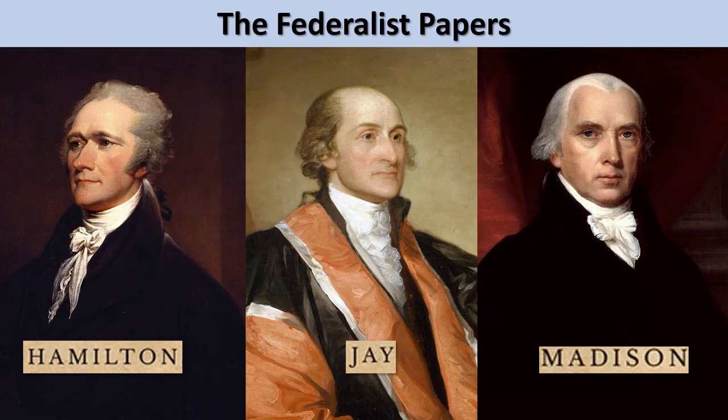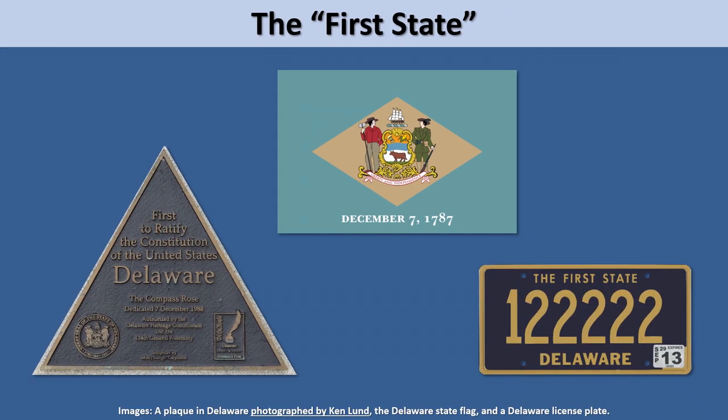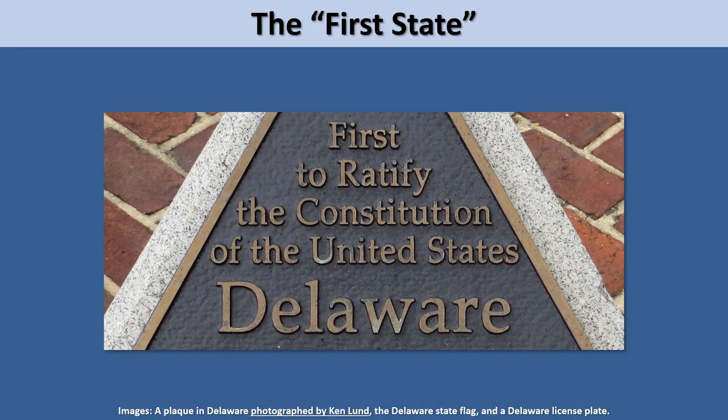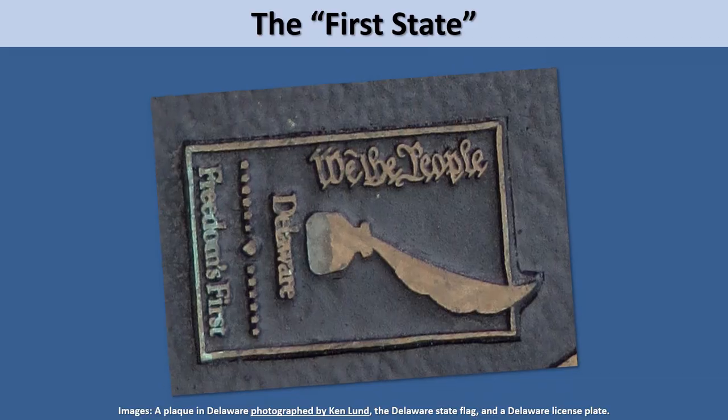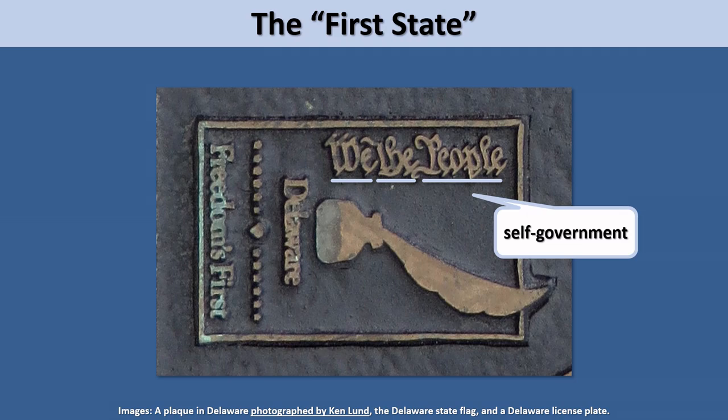Eventually, possibly due in part to the influence of the Federalist Papers, all 13 states voted in favor of ratifying or approving the Constitution. The first state to vote yes to the passage of the Constitution was Delaware. Many public monuments and memorials in Delaware contain reminders of the state's landmark decision to ratify the U.S. Constitution. For example, the words, "We the People," are inscribed on some commemorative pieces in Delaware in recognition of the state's early support for the idea of self-government described in the Constitution.